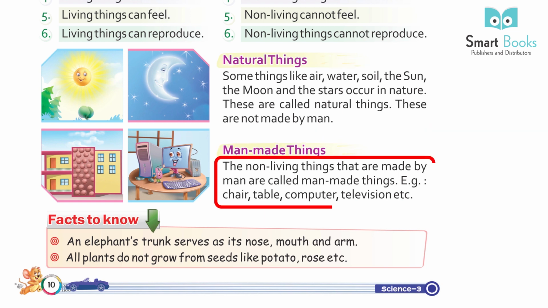Man-made things. The non-living things that are made by men are called man-made things. Example: chair, table, computer, television, etc.